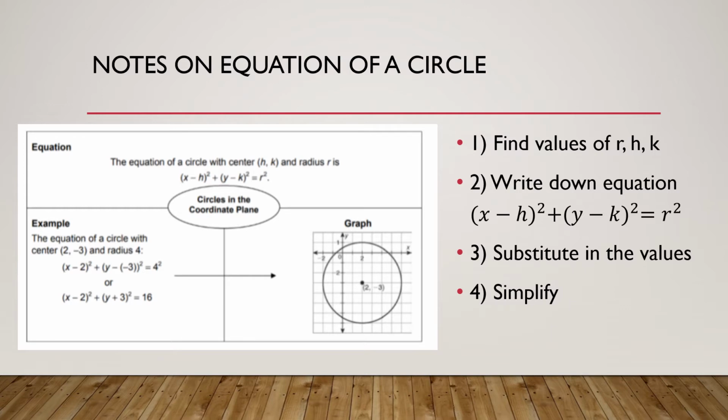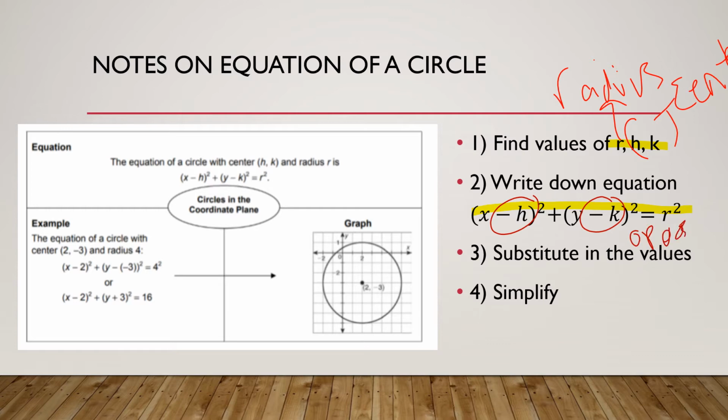A couple of things when we are trying to write the equation. We want to find the values of r, h, and k. r is our radius, and h and k is our center. Then we write down our equation: x minus h quantity squared plus y minus k quantity squared equals r squared. The big thing to remember is that you're working with minus h and minus k, so we think of that as opposite. Substitute in our values and then we simplify.